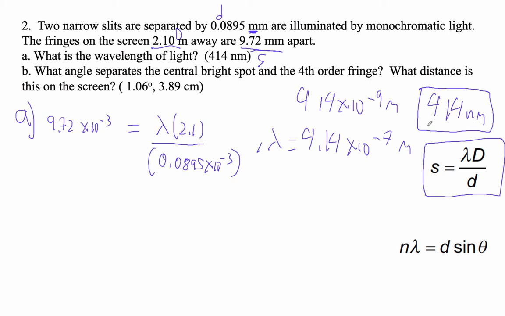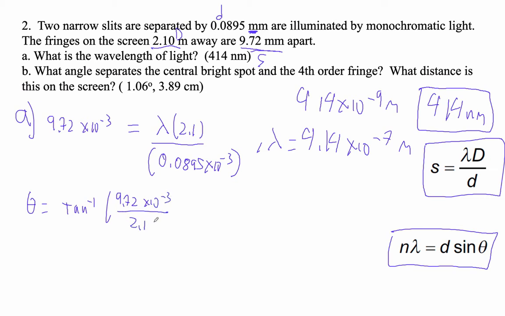What angle separates? Okay, so let's imagine that you just don't like that, that we rather use this thing here. So the first thing I'm going to do is figure out what that angle is. So theta is going to be tan minus 1 of this distance, 9.72 times 10 to the minus third, divided by 2.1 meters, because I'm just doing distance to the screen, and here's some feature there. This is the adjacent side. This is the opposite side. It's opposite over adjacent, inverse tan of that.